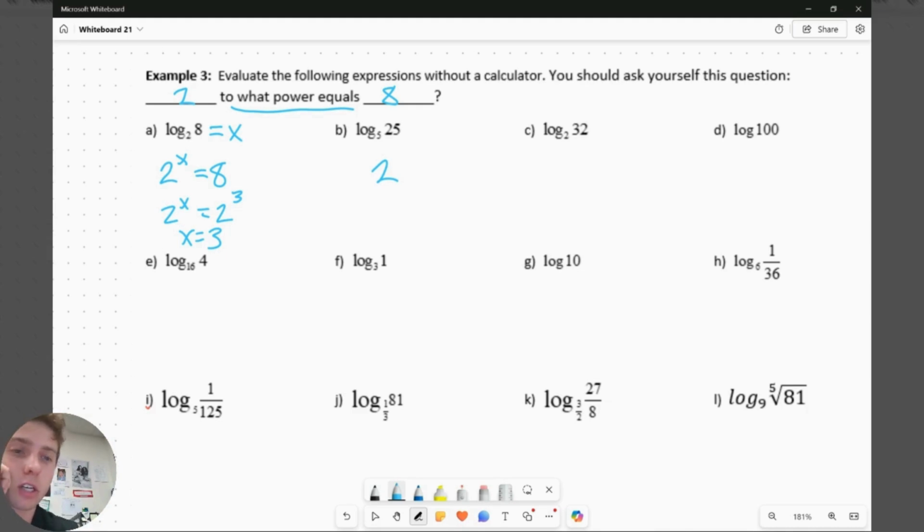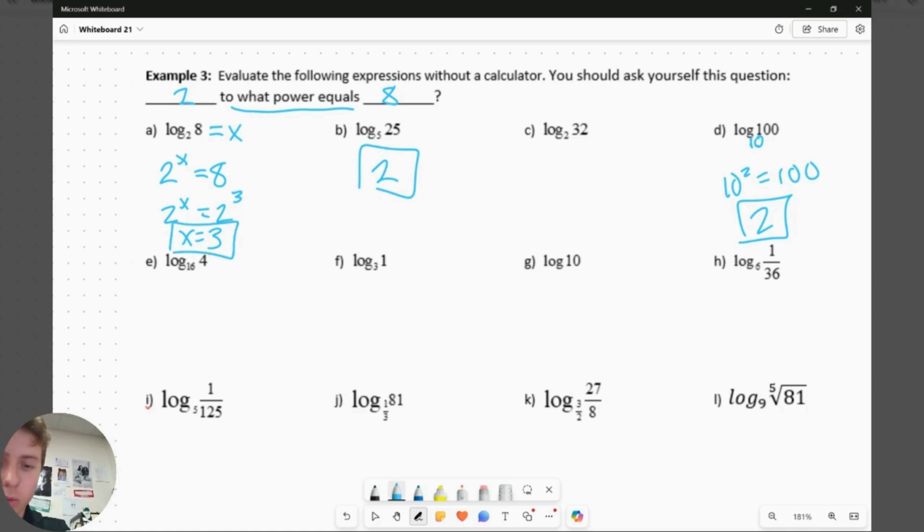And you could start to go through these different parts. For example, if I looked at d, that is log of 100. Well, that would be log base 10. Is 100. So 10 to what power equals 100? I know 10 to the second is 100. So this must just give us a value of 2.